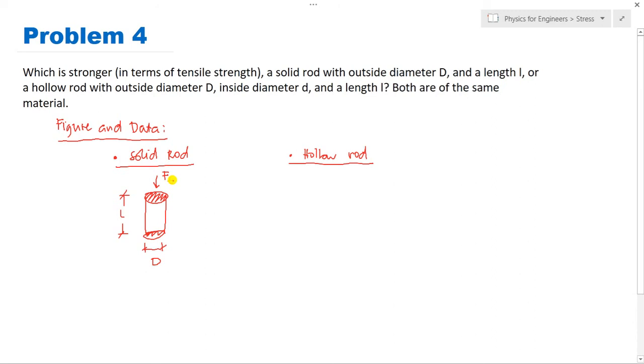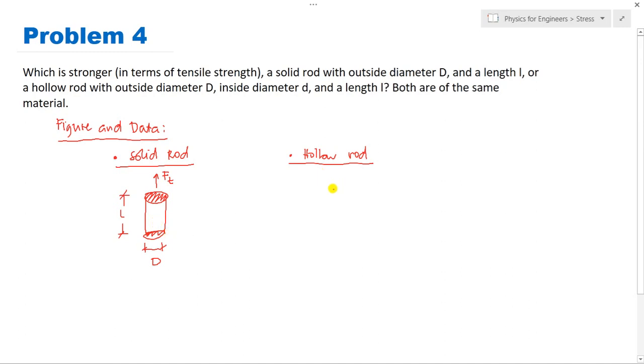Okay, assuming the tensile force we use is the same for both. I mean, the direction of the tensile force is pulling up and down. Okay, tensile force, then what is it?